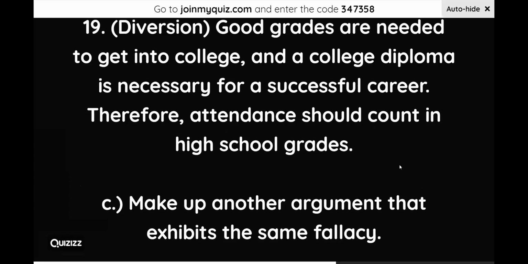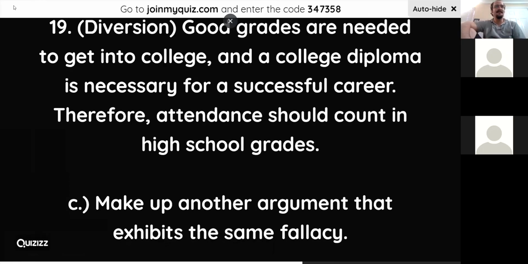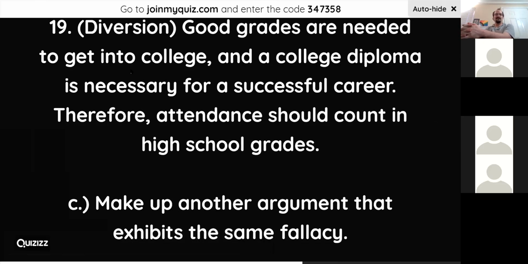I should pass this class because the sky is blue, right? It doesn't have to make sense at all. Anybody have a silly example? I'm trying to think. These are weird things to come up with. This is a weird section where you actually have to... I should be an actor because I watch TV. Good job. Yay. Apples are disgusting because my hamster died last week.